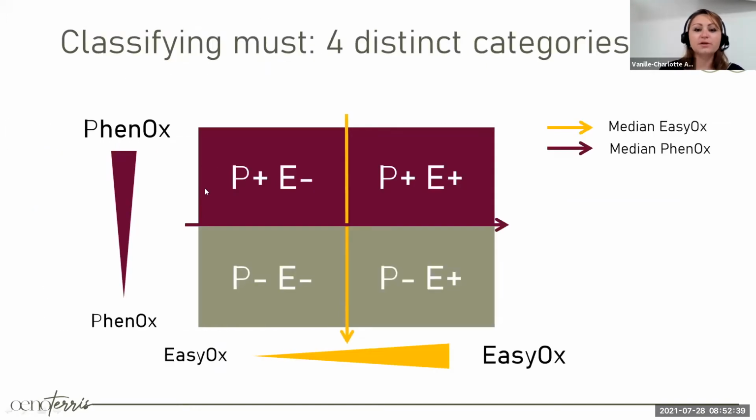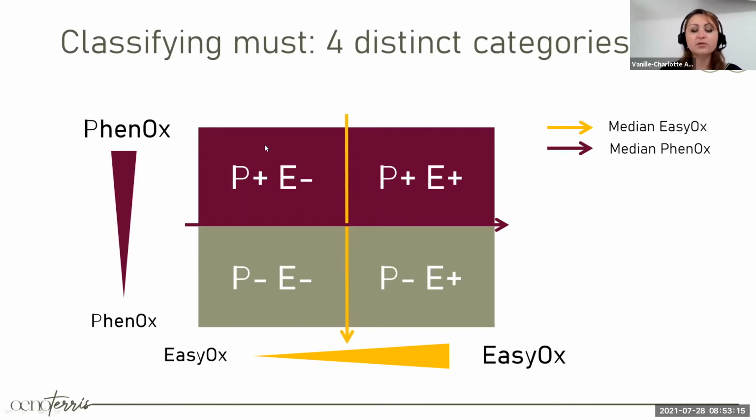So here, if we consider here to be the median of the Phenox and here to be the median of the Esiox, all of these musts here have a Phenox, P plus, that is higher than the median of the grape variety that is considered. On the other hand, if you're here, then the value is lower than the median, so you're what we call P minus. It's the same principle when we're talking about the Esiox. So the median is here. If we're lower than the median, that's E minus, and if we're higher, then it's E plus.